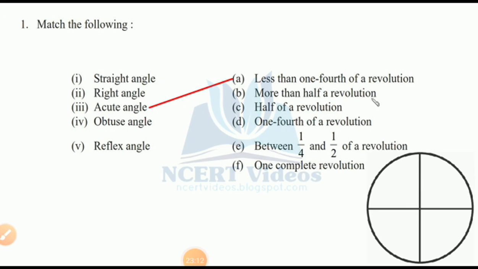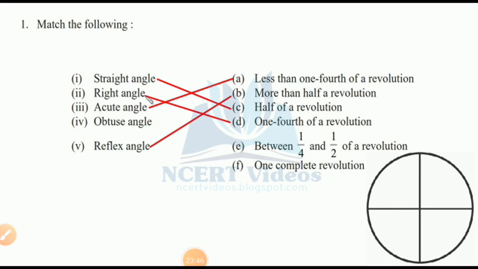Acute angle means less than 1/4 of a revolution. Yes, my dear student, you are right. Less than 90 degrees. Look at the second one. Reflex angle means more than a half revolution, more than 180 degrees. It's a reflex angle. New one. Straight angle, exactly half revolution, going around half a circle. And now right angle, 1/4 of a revolution.